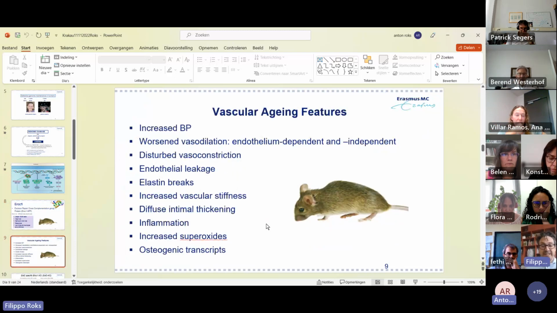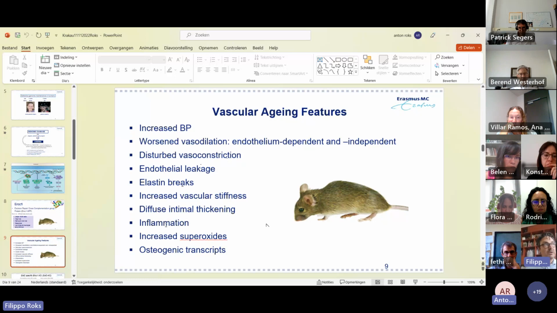And I have looked in the past at vascular aging features. And indeed, they copy a lot of the human non-atherosclerotic vascular aging features, like the increase of blood pressure, worsened vasodilatation, worsened constriction, which is also present normally in humans. And normally the balance is still that the dilatation decreases more than the vasoconstriction. So netto, you have more vasoconstriction. Leakage of the endothelium, elastin breaks, increased vascular stiffness, some diffuse intimal thickening, which is more like arteriosclerosis.